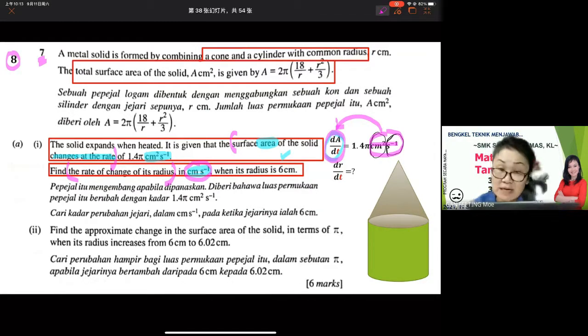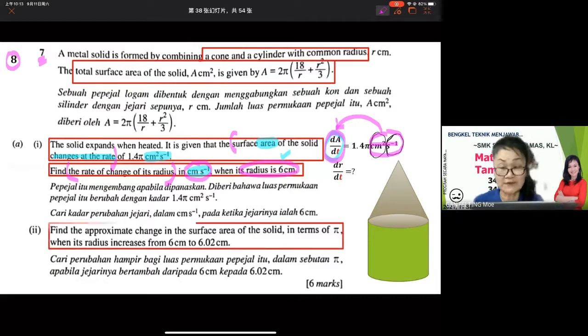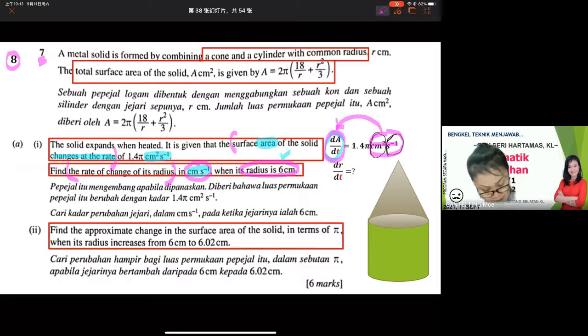So the question asks, what is dr/dt when the radius is 6 cm? When the radius is 6 cm. Okay, this is the first question. And the second question, this is structured. The question given to you has A, Roman 1, Roman 2.